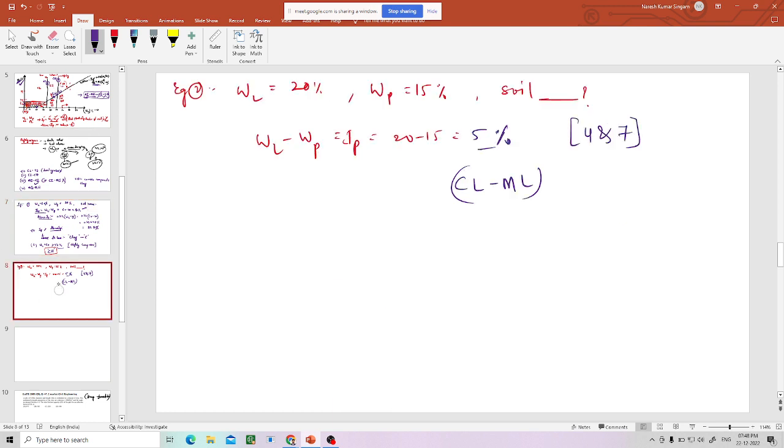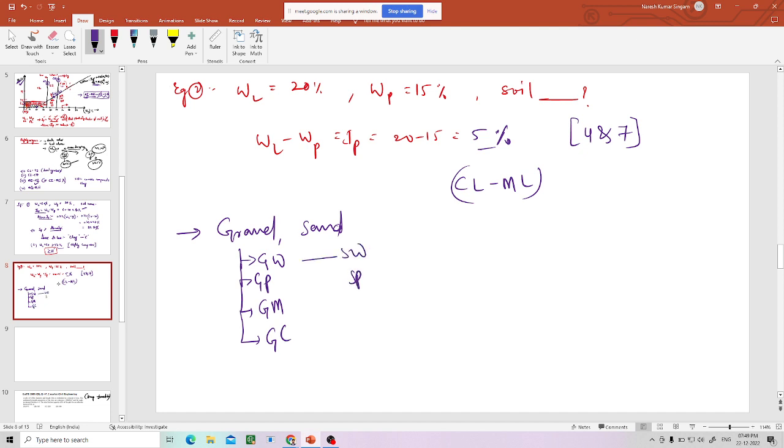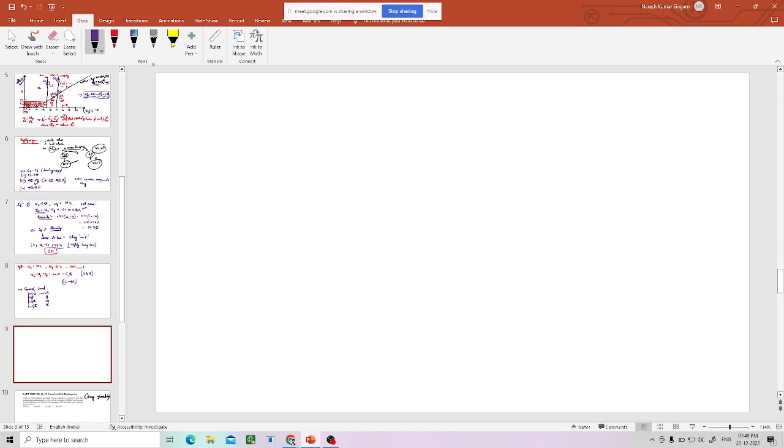Now coming to the coarse grained soil, which involves gravel and sand. The classification for both is the same. How to do GW, GP, and silty gravel or clay gravel, in the same way SW, SP, SM, SC. Now, let me come to the GW point of view, or SW.